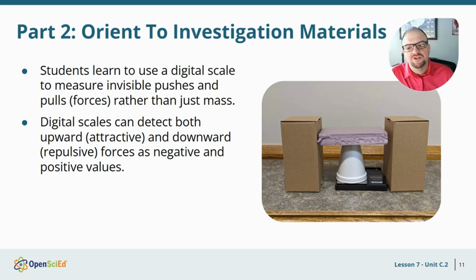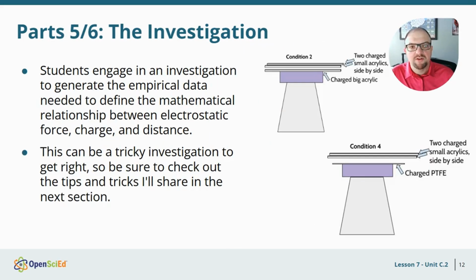I take the time here to show them that when I zero the scale with the setup on it, an upward pull, an attractive force, registers as a negative number. A downward push, a repulsion, registers as a positive number. I found that if I don't show this demonstration, they get confused by the negative signs later on in their data. And that brings us to part 5 and 6, the Coulomb's law investigation.